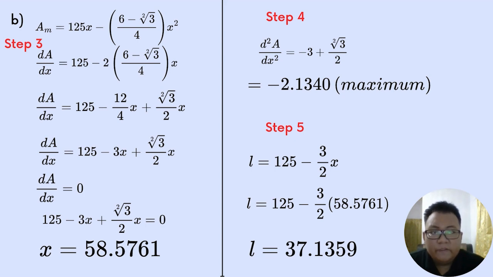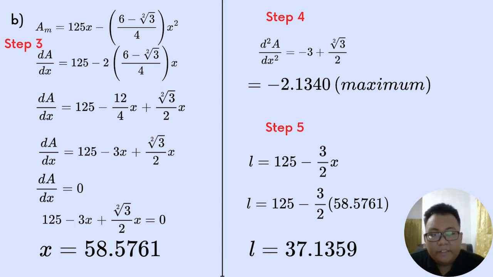After that, we will have to use step 4, which is to find the second derivative and substitute the value of x from step 3. So the second derivative is negative 3 plus square root of 3 over 2. As we have no x, we will not substitute and only do the equation, and we will get negative 2.1340, which is maximum.